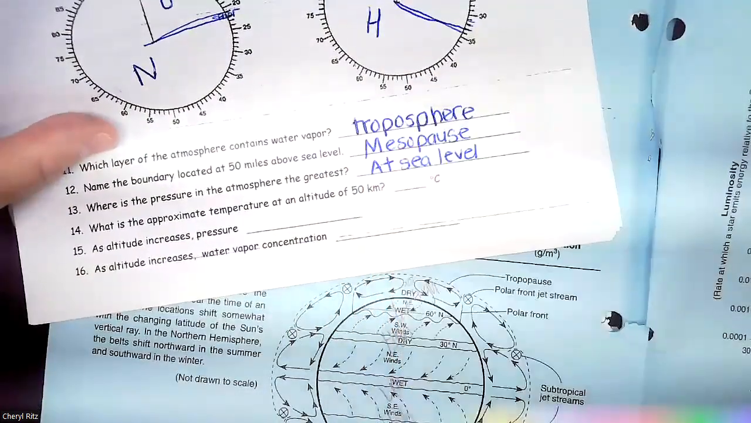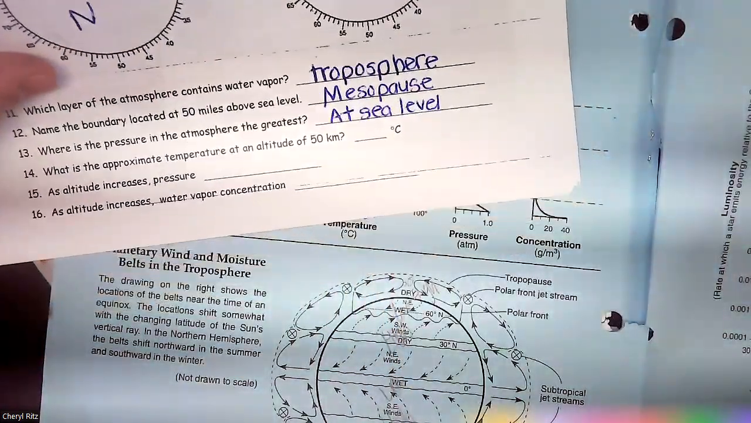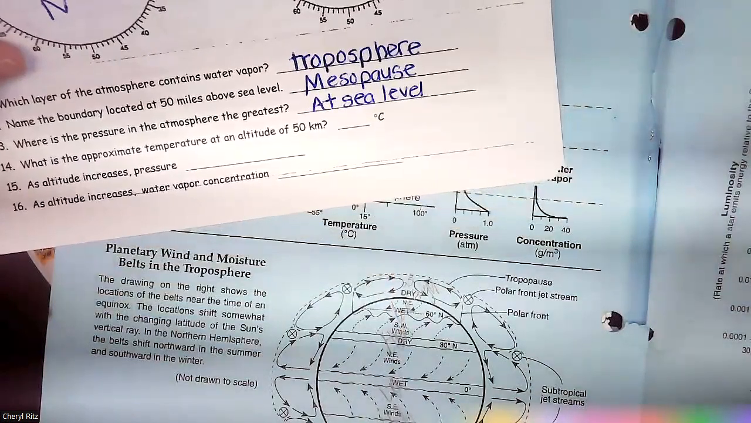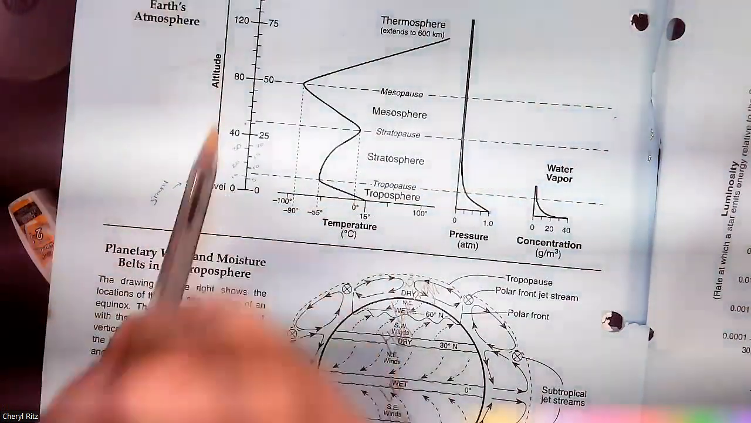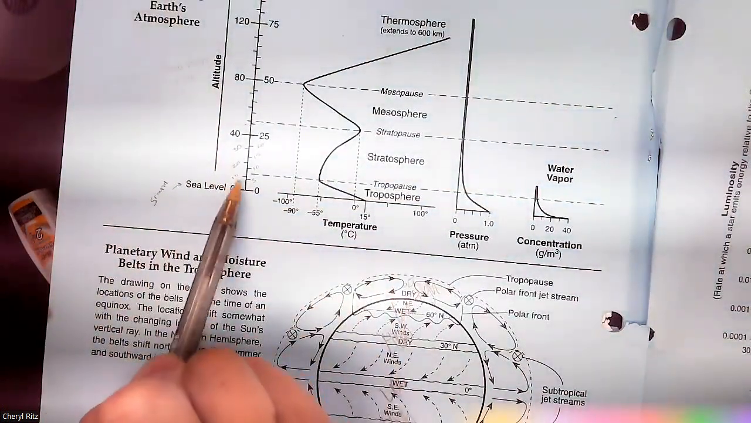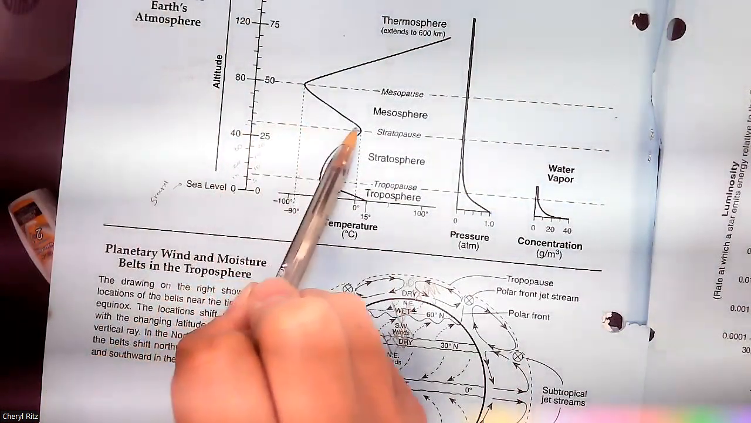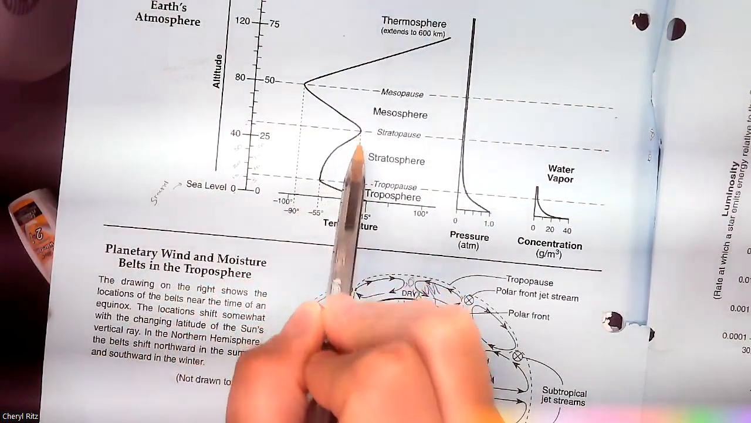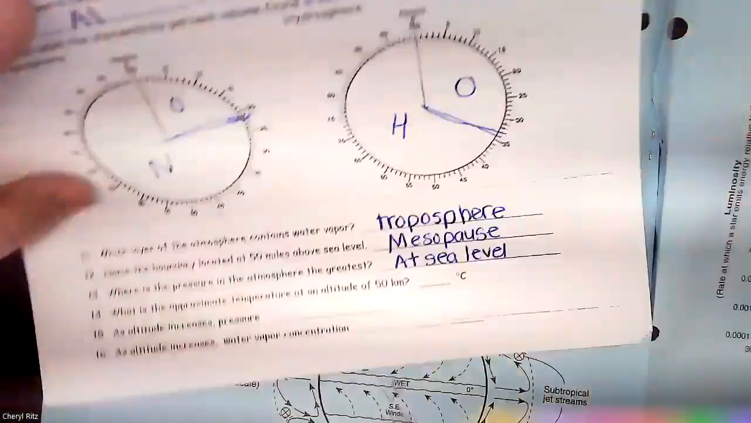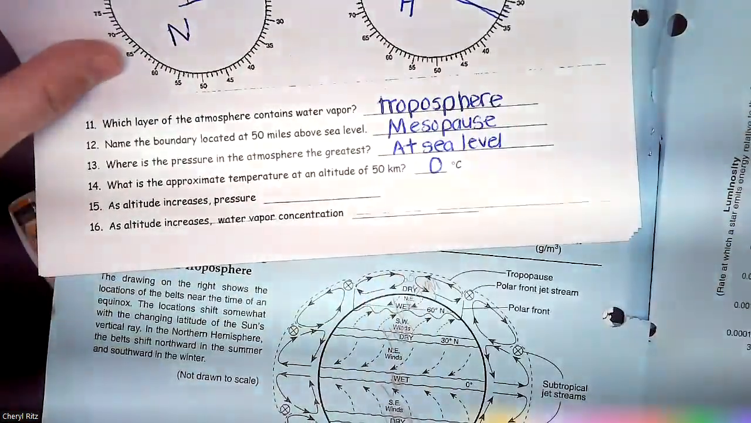You could have also written the troposphere would have been good. What's the approximate temperature at an altitude of 50 kilometers? So the kilometer side goes up by tens: 10, 20, 30, 40. So here's 50. I want to know the temperature. So I go over till it hits the line. Read down, that's nicely labeled at 0 degrees Celsius.